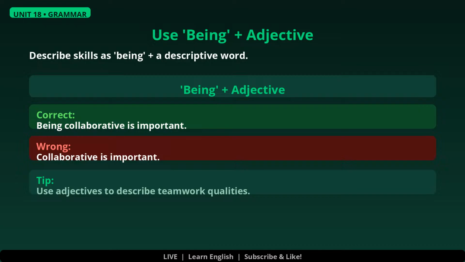Grammar tip for you. Use being plus adjective. Describe skills as being plus a descriptive word. For example, being collaborative is important. A helpful tip. Use adjectives to describe teamwork qualities.